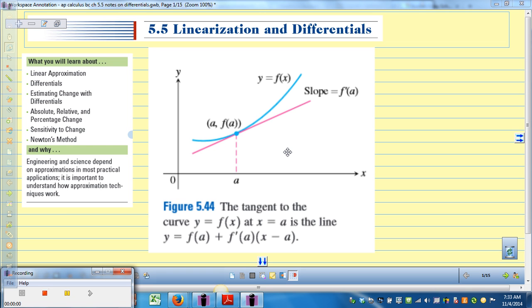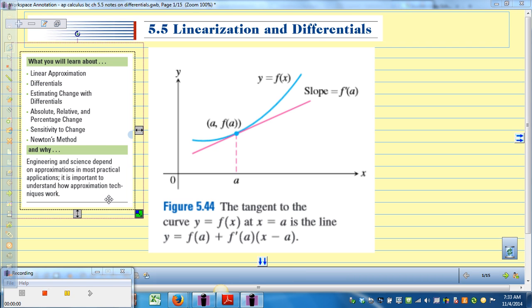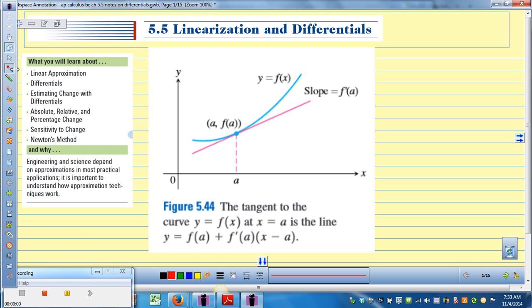So section 5.5, linearization of differentials. I will say that there are 3 key topics that we're going to hit today that you need to understand well for the rest of the year. Those key topics are listed in here, and I'm going to focus on linear approximation, very important, differentials, very important, and then we'll do some work with differentials, and then Newton's method. Those are the 3 key things we need to get through today.